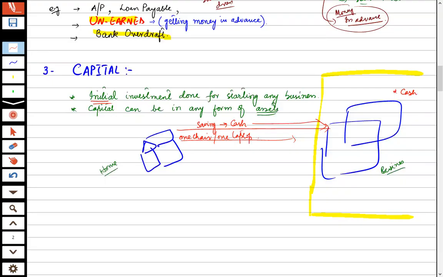So it is going in for the first time to start the business. Then this chair and this laptop also become what? The capital, because they are used to start up the business. Now the chair is in the category of furniture, okay, and the laptop is in the category of what? Equipment. They also become the capital of the business.